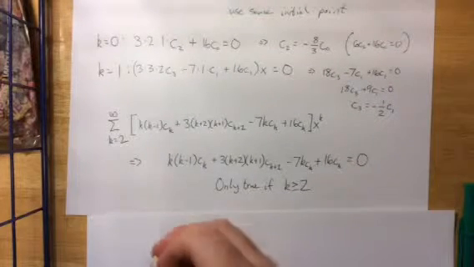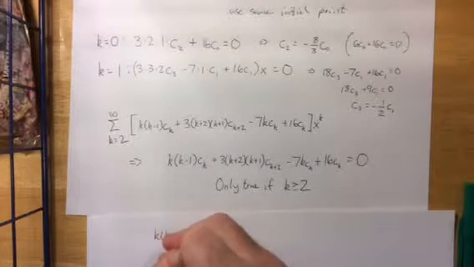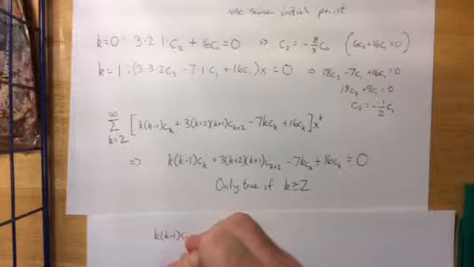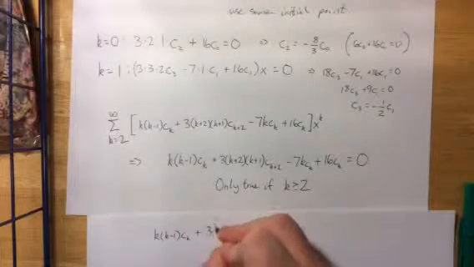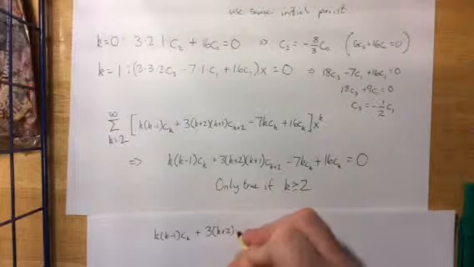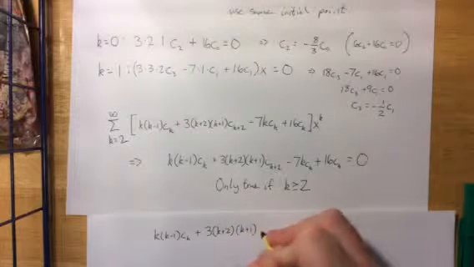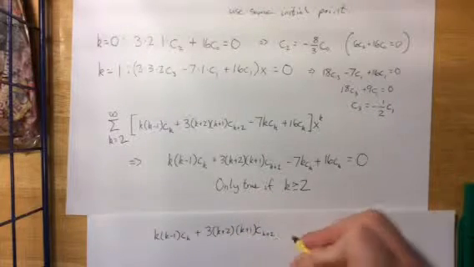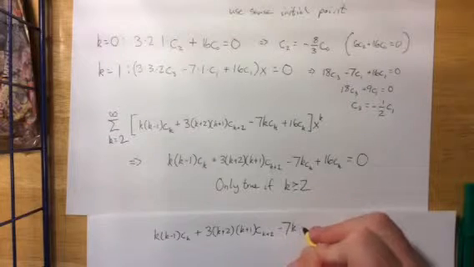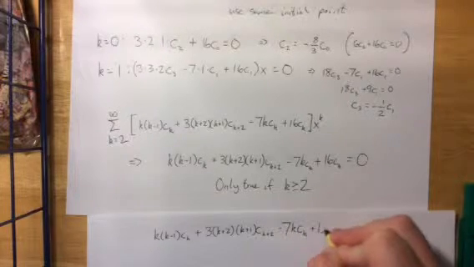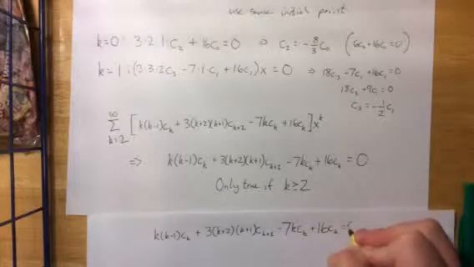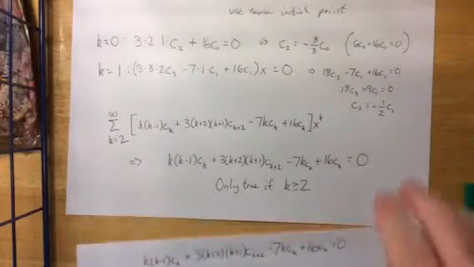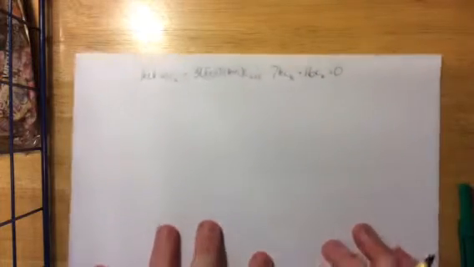I'm going to recopy this real quick here. k times k minus 1 times c sub k plus 3 times k plus 2 times k plus 1 c sub k plus 2 minus 7k c sub k plus 16 c sub k is equal to 0. Okie dokie. And this is only true if k is greater than or equal to 2.